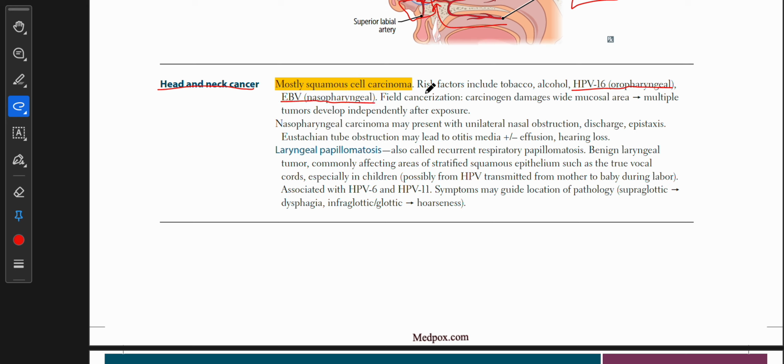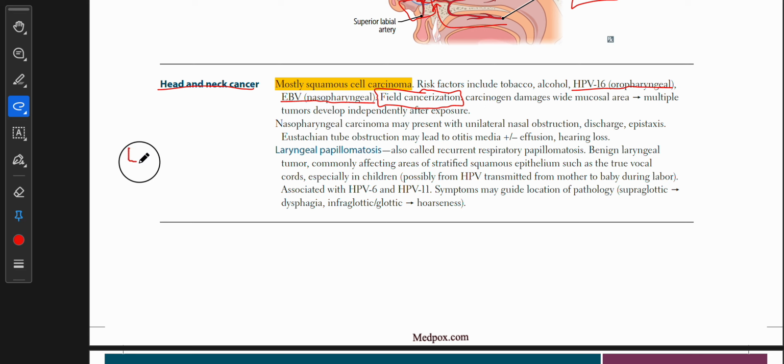And then there is a term called field cancerization. This is very high yield. It is straight from Robbins and Cotran's books of pathology. Field cancerization means a carcinogen damages a wide mucosal area, which leads to multiple tumors developing independently after exposure.